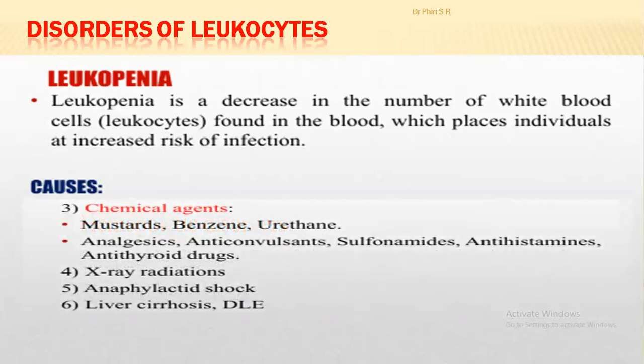The other cause of leukopenia is chemical agents. There are certain chemicals or substances that can cause leukopenia: mustards, benzene, urethane, analgesic drugs, anticonvulsant drugs. Then you have sulfonamides, antihistamines, then anti-thyroid drugs. So all these drugs can also cause leukopenia. So even as you prescribe these drugs, you need to know that some of them can cause leukopenia or they can suppress the immune system. So you need to take care of that.